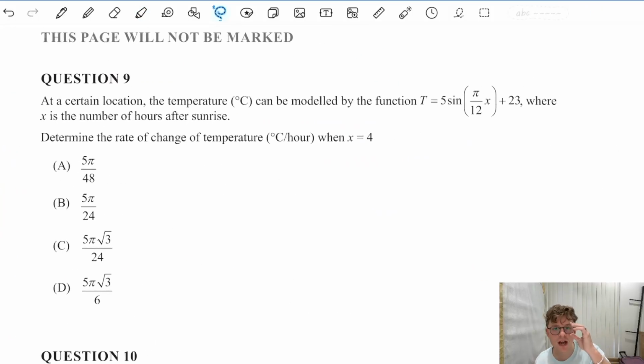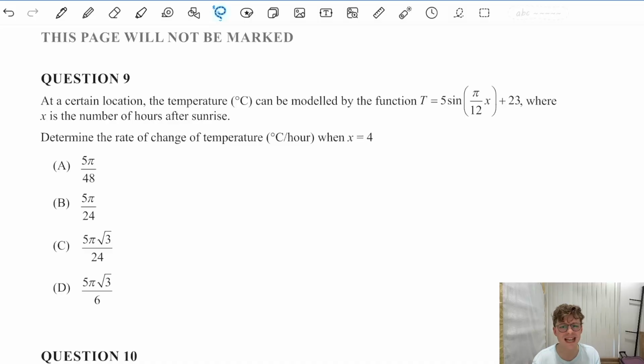In question 9, I'm given that at a certain location, the temperature in degrees Celsius can be modeled by the function T equals 5 sine of pi over 12 x plus 23, where x is the number of hours after sunrise. Determine the rate of change of temperature in degrees per hour when x equals 4.